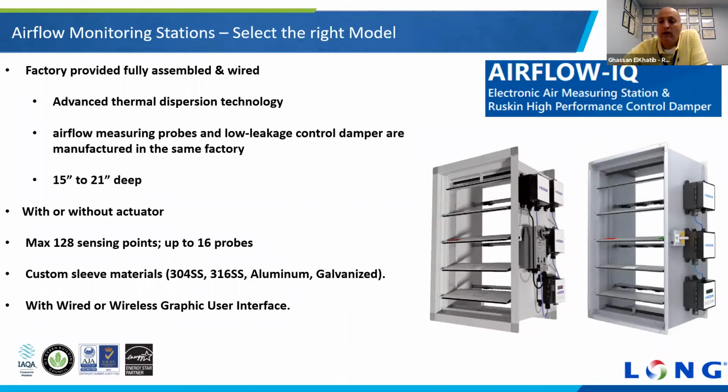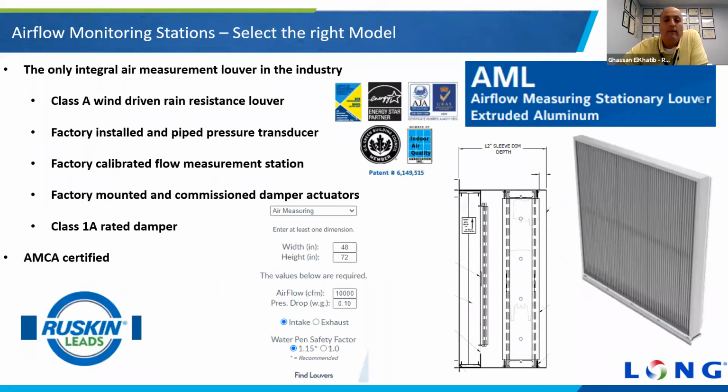You can put a sleeve on it that ranges anywhere from 15-inch to 21-inch deep. So the most we have is 21 inches. Compare that to other layout systems where you're going to have an airflow monitoring, then a straight duct, and then a damper. This is all combined into one product. Again, available with many different options.